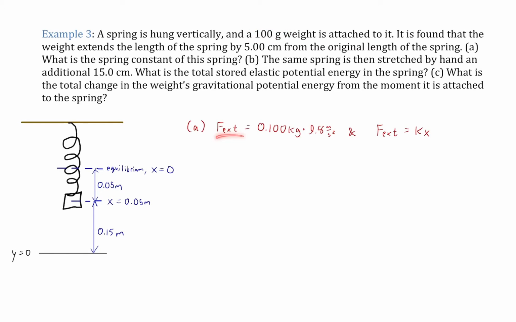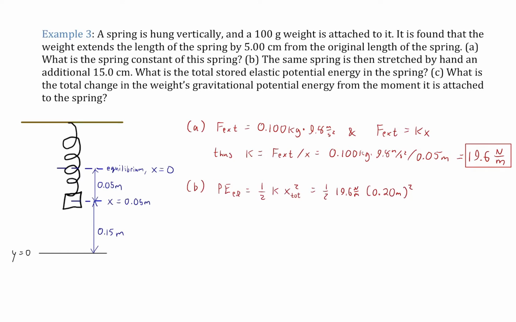So I'm just going to say F external is just 100 grams times gravity. F external equals kx, right, by Hooke's law. So that means I can just solve for k, F external divided by x, right? I know my x, my stretch, was 5 centimeters. So that means that k is 19.6 newtons per meter. That is the spring constant of this particular spring, okay?